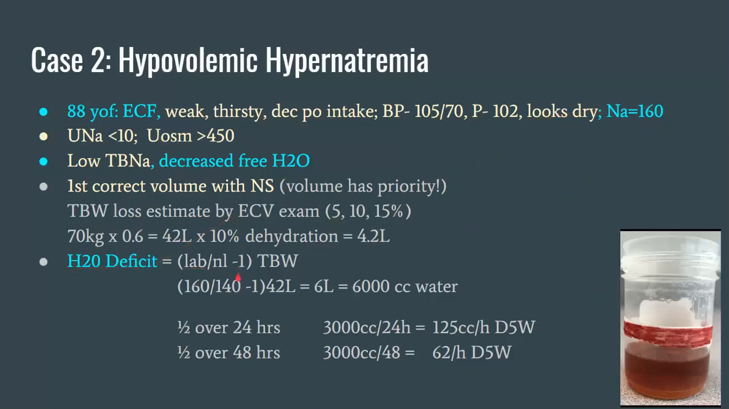And if we're trying to correct from 160 to 140, that would be this formula here, multiplied by 42 liters of total body water equals 6 liters of free water deficit. And when you correct that over 24 hours, that would be a rate of 125 cc's per hour of D5, giving free water. And when you do that, this number will come down very nicely.